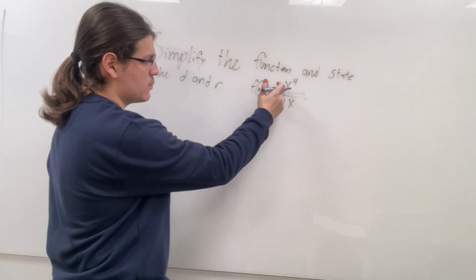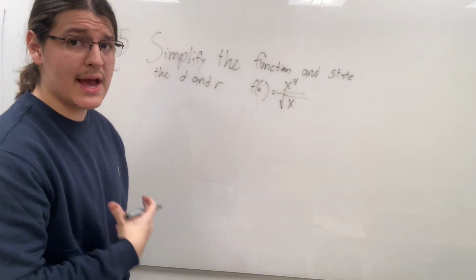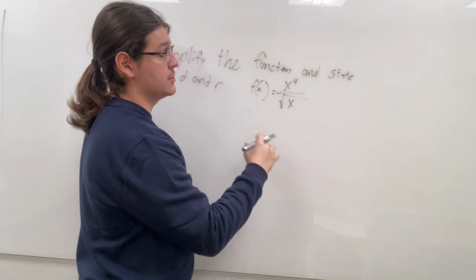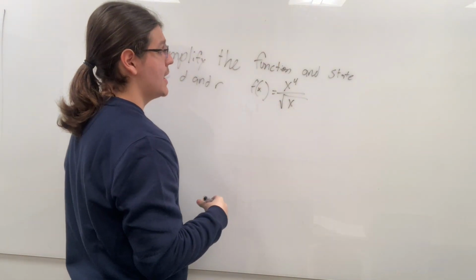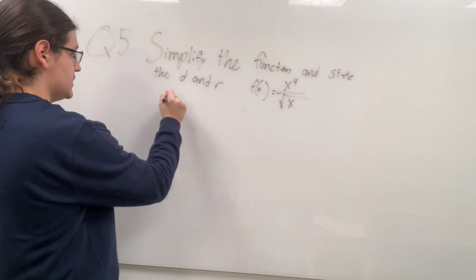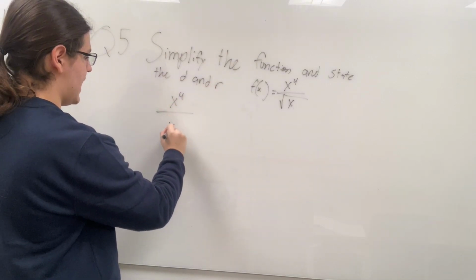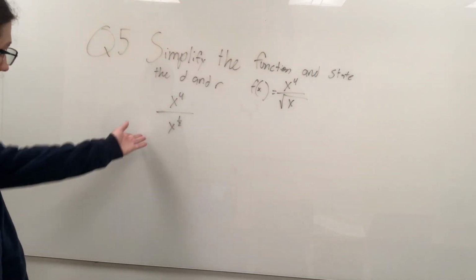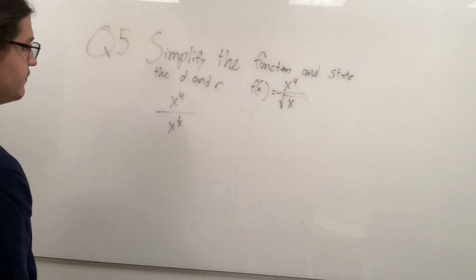Now, I don't like when we're dealing with different symbols like this. So like I said with our last problem, this radical sign can be read as x to the power of 1/2. So this is just x to the 4th divided by x to the 1/2. Cool. Very nice. So what does this do?